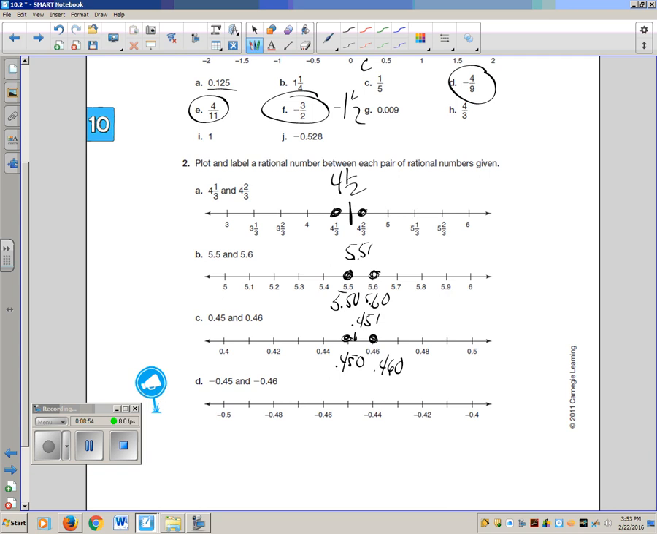Negative 45 hundredths is right here. I'll put the 0. Here's negative 46 hundredths. And 0.451. Easy enough. That's about it for this section. It's classifying rational, fractional, integers, whole numbers, lots of vocabulary. Use your notes, and you'll do just fine.